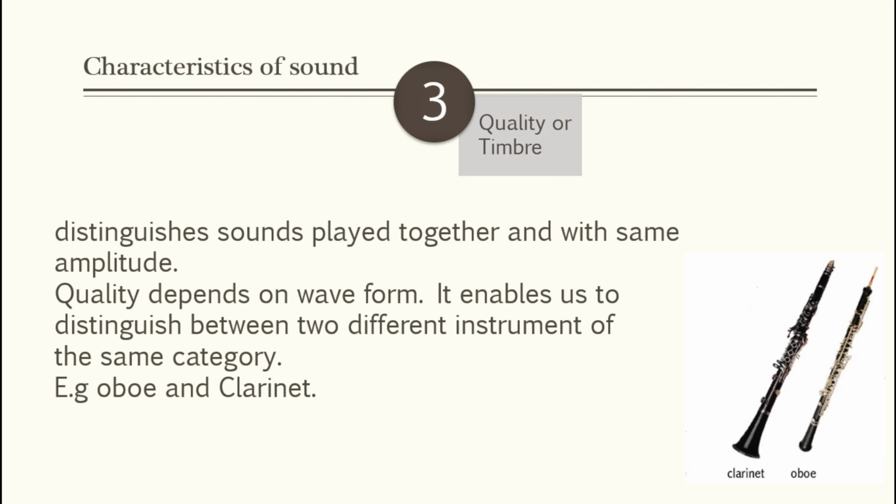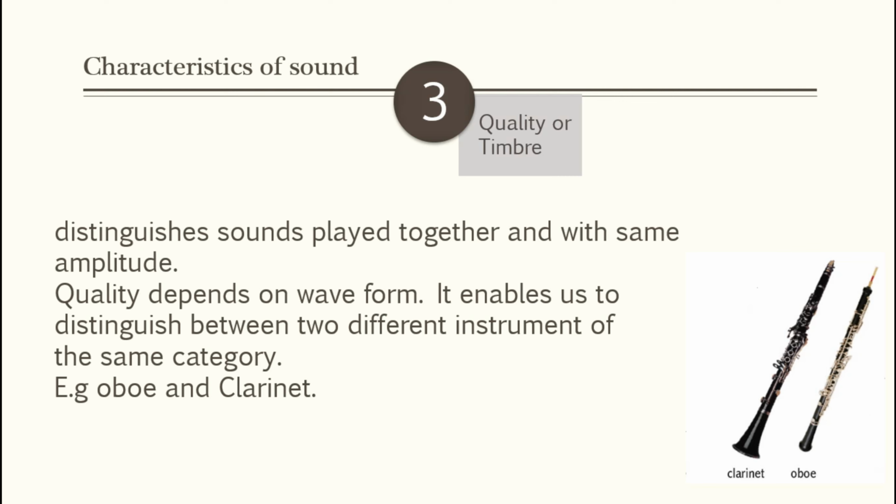The third characteristic of sound is quality or timbre. It distinguishes sounds played together and with the same amplitude. That is, if there are 2 similar kinds of musical instruments and they are played together with the same amplitude, you can still distinguish them from each other. Quality of sound depends on waveform. That is, each instrument when played has a different waveform, which distinguishes its unique sound from other sounds. Quality enables us to distinguish between 2 different instruments of the same category.